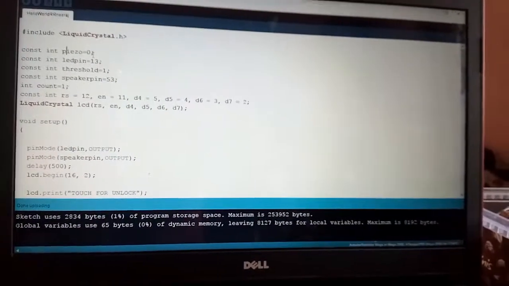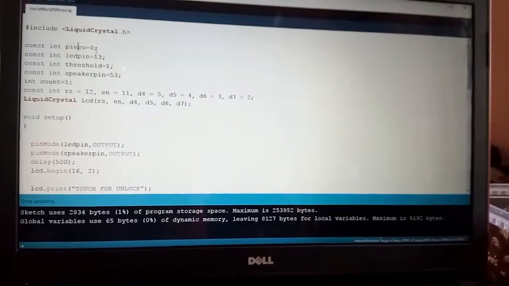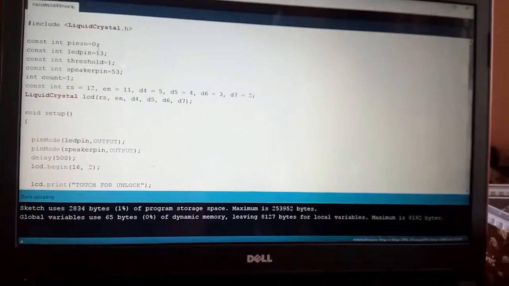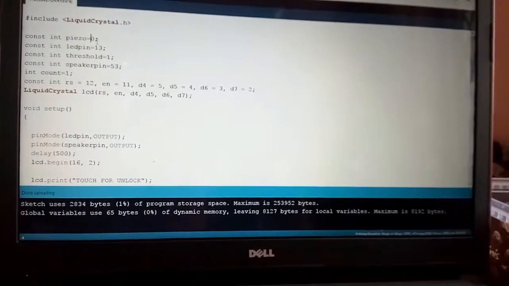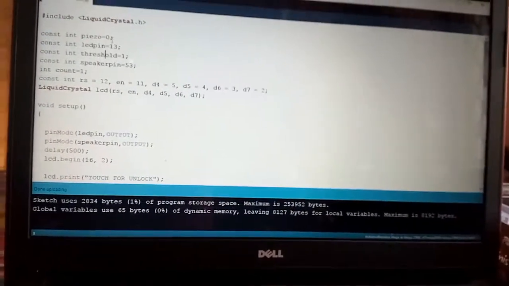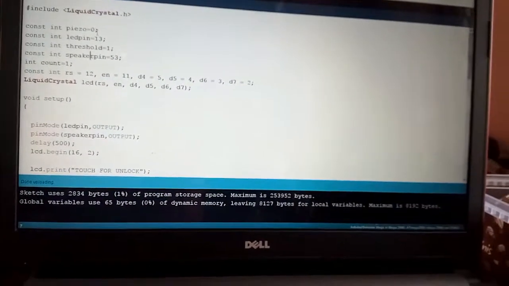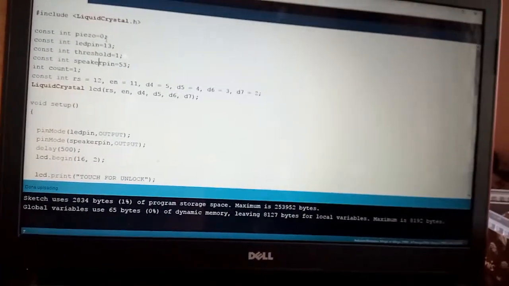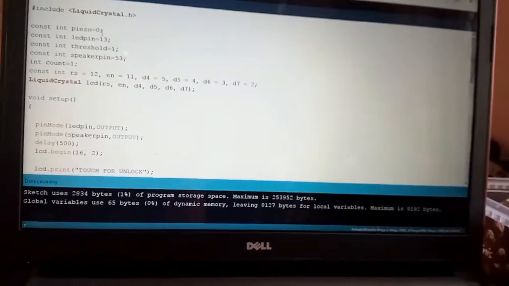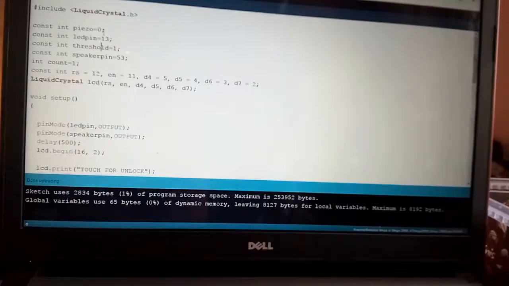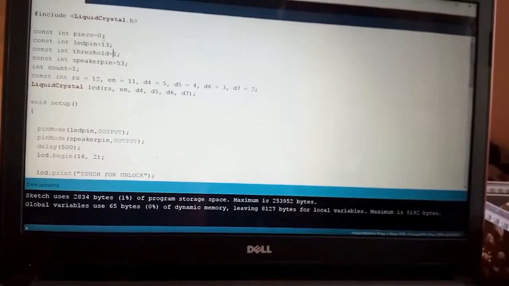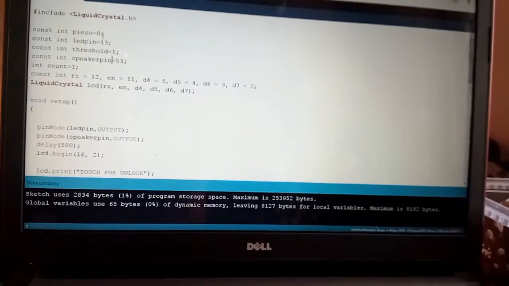Here the device is connected to the Arduino. The piezo is connected to the analog pin of Arduino, or you can say A0 of Arduino. LED pin is connected to pin 13. Threshold value is the maximum value of the piezo sensor. You can also increase or decrease the sensitivity of the piezo sensor by increasing or decreasing the value of threshold. Speaker is connected to pin 53.